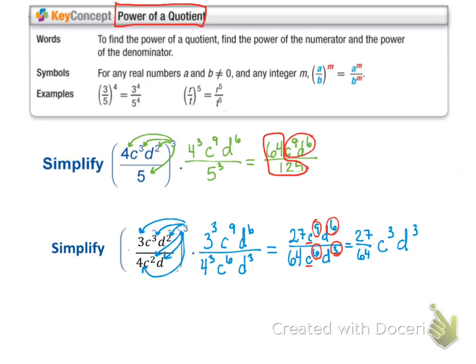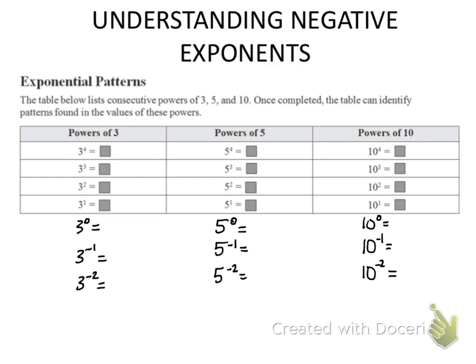All right, we got 2 more rules today, guys. Hang tough. Negative exponents. We talked about this in pre-algebra, but I'm sure some of you are going to have some trouble remembering, so I want to go over it again.